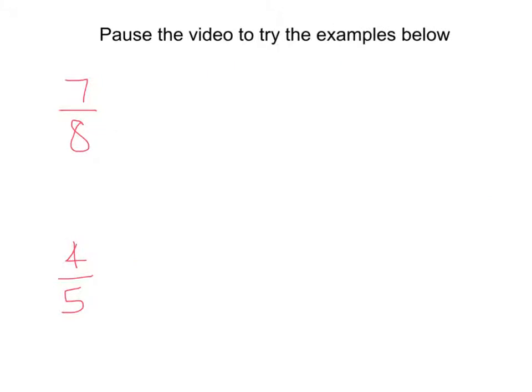Pause the video to try the examples below. You want to turn these fractions into decimals. So let's take a look at the first one. It's 7/8. So you can turn this into a decimal by dividing your numerator by the denominator. So we look at this and we say, how many times can 8 go into 7?